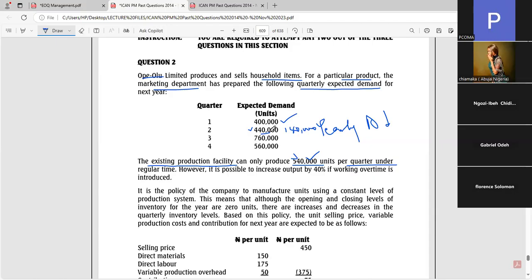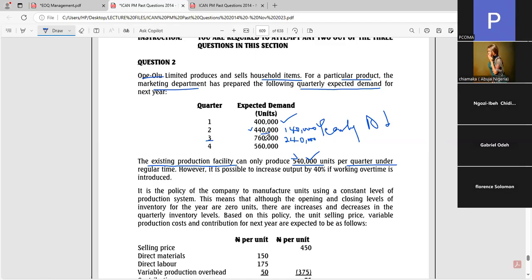That will give us 240. Yes, 240 is our closing stock again. Please, if you don't get it, ask me. 240 is our closing stock again, plus the 540 that we are going to produce for the third quarter. 240 plus 540 is 780.